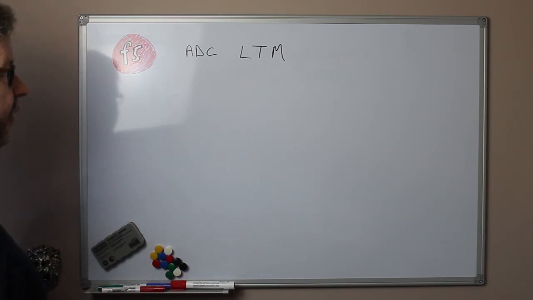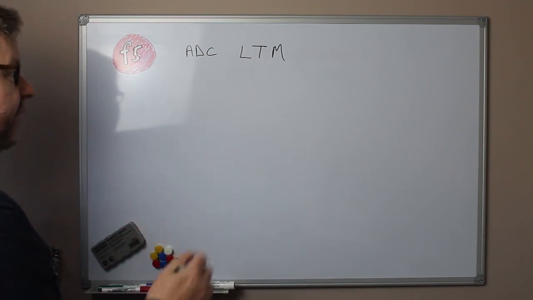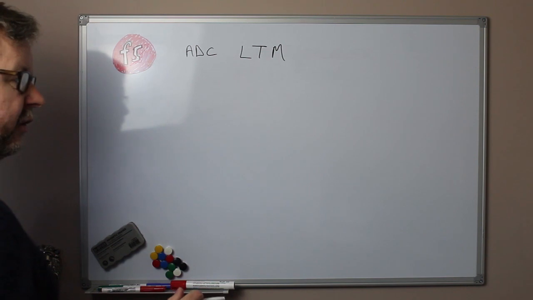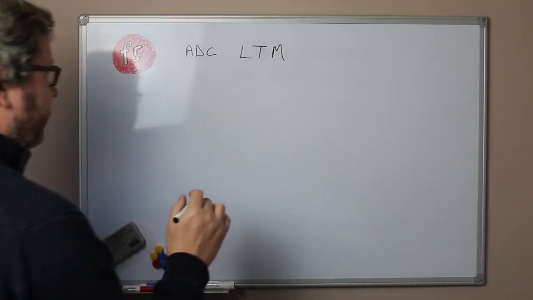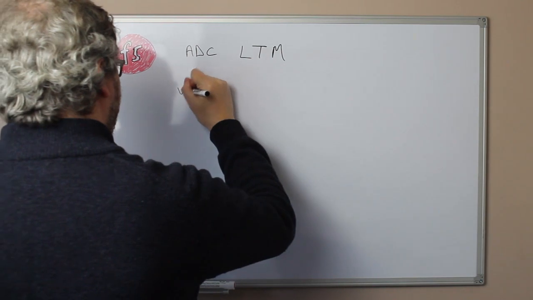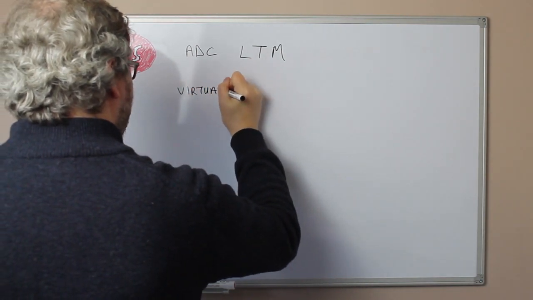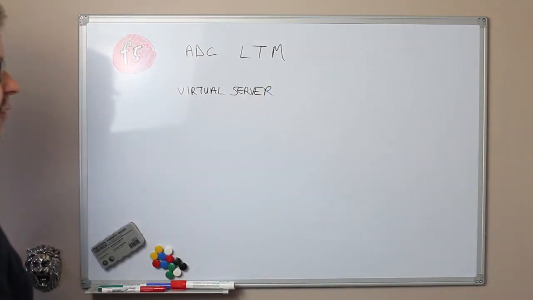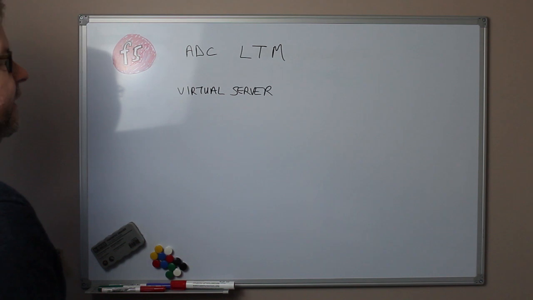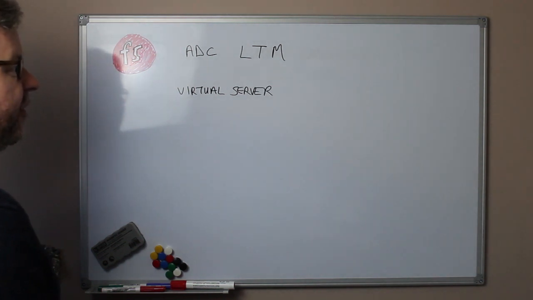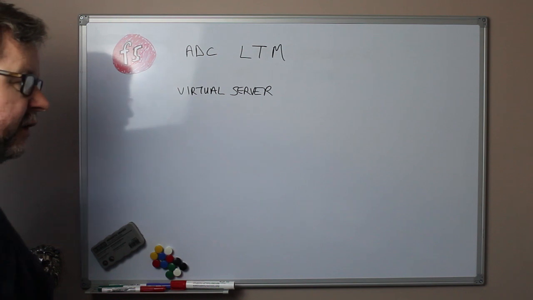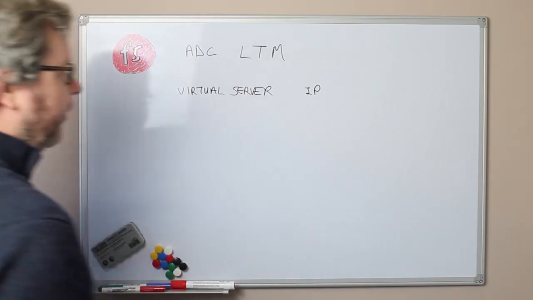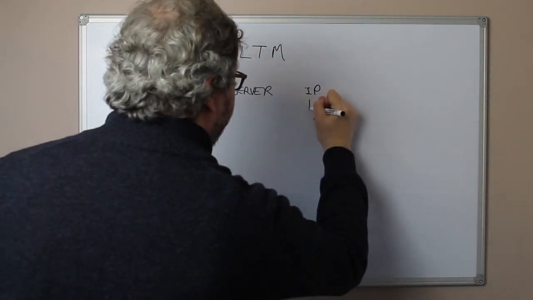Now, what do we get with LTM? There are a number of objects we can create within the LTM module. We're going to look at the basic concepts today. The first of those is the virtual server. Now, the virtual server is an object which has a number of attributes. One of those attributes is an IP address. Another of those attributes is a port number.